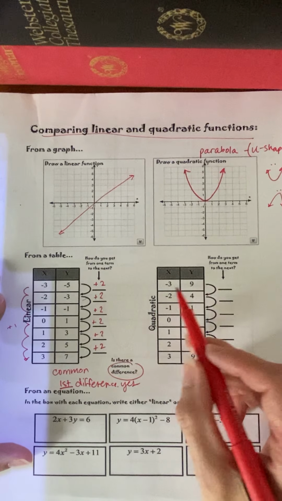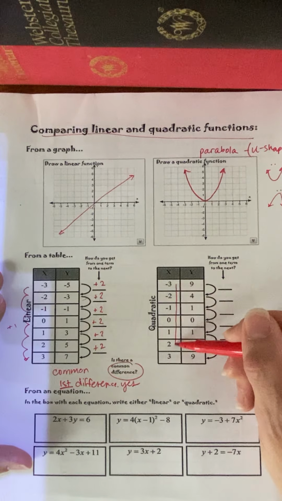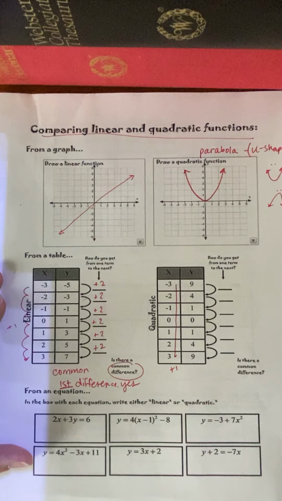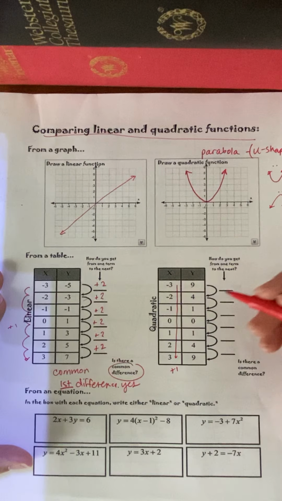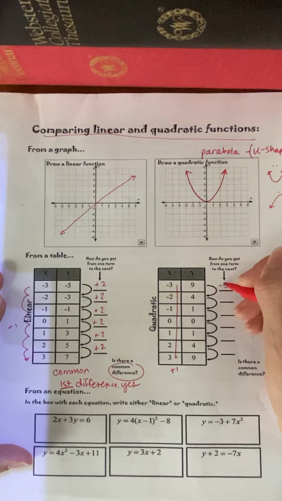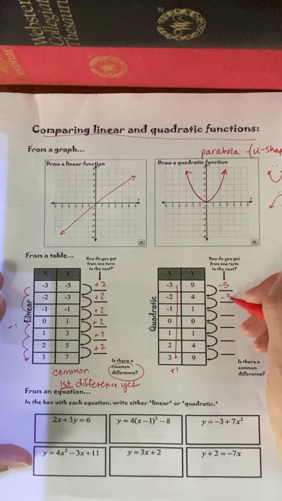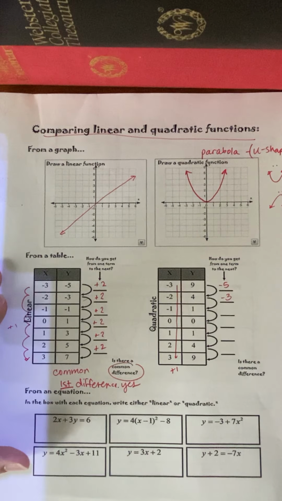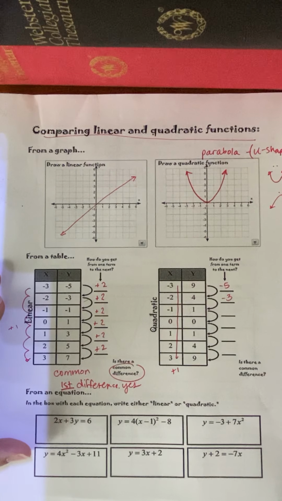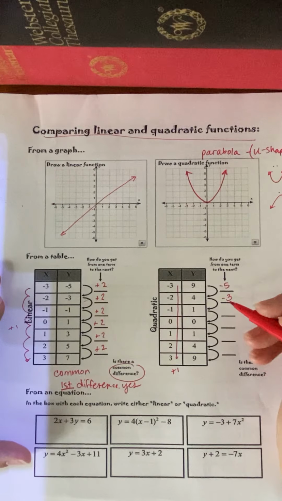So if we look over at quadratic, again, make sure your x's are going up by the same amount every time. They're going up by 1. Now, if I take a look at how I get from 9 to 4, I subtract 5. 4 to 1, I subtract 3. So for sure, I know right away it's not linear, right? Because if it was, it would have a common difference. So then I'm going to keep going here.